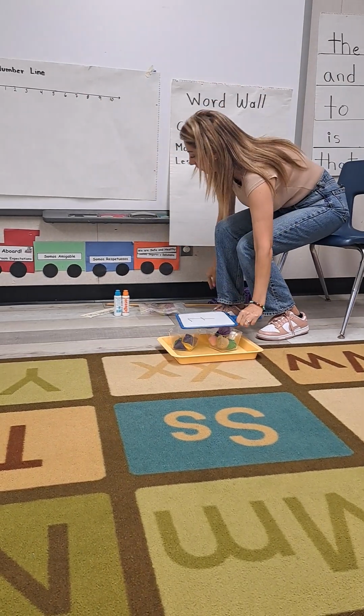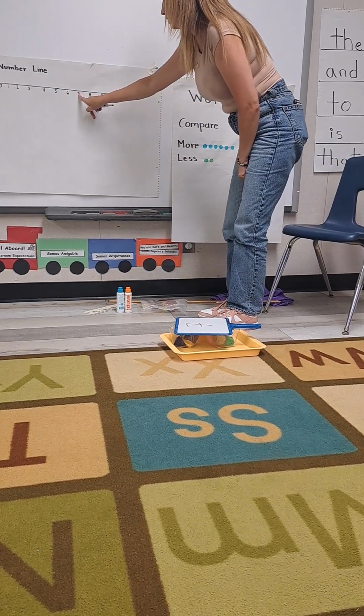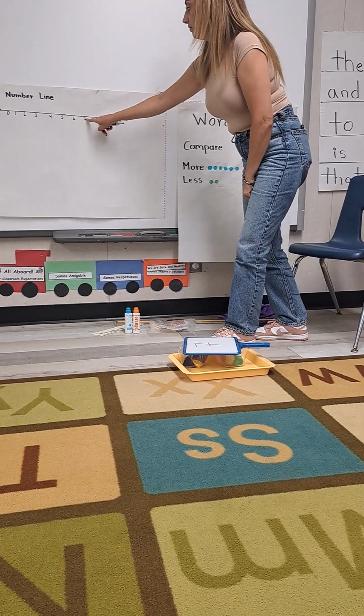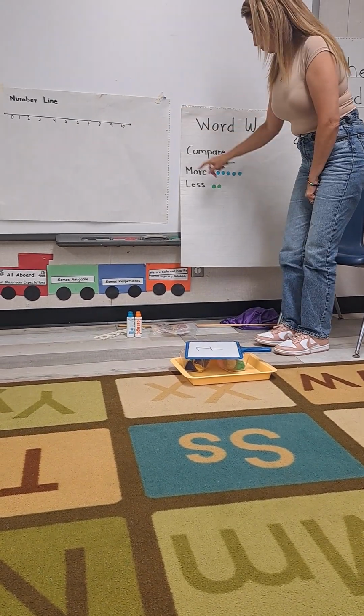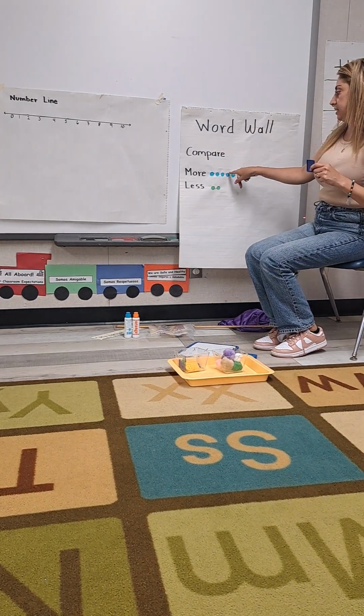So we're gonna take a look. Which one has more, 7 or 10? You're right, 10 is more, 7 is less. So 10 buttons is more.